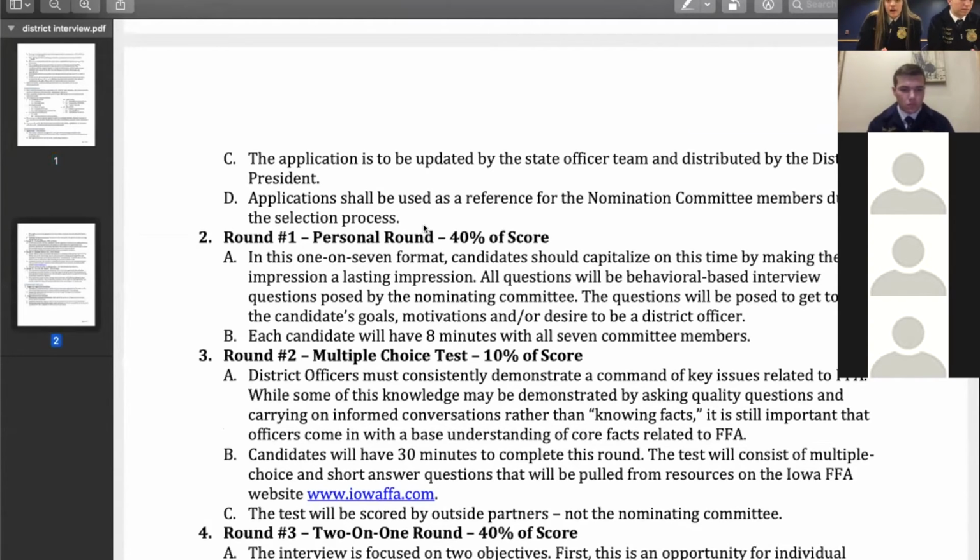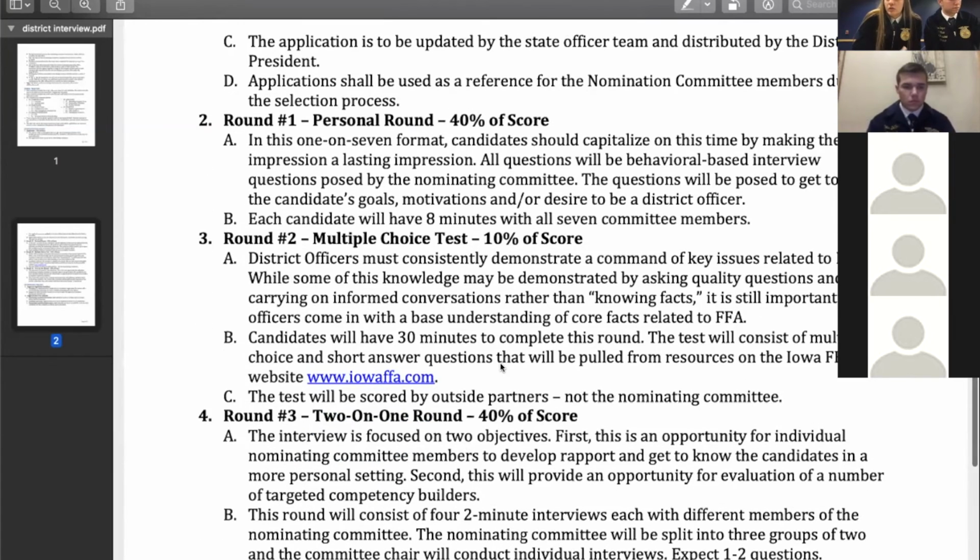And there are 5 questions that they'll ask you, and you have up to 8 minutes to answer them. So that's the first thing you'll go through. There's also a multiple choice test that you will be doing within that time, before or after you give your interview. You have 30 minutes to complete it. It's just basic knowledge of FFA: whose offices, what's the motto, what's the mission statement, creed, stuff like that.